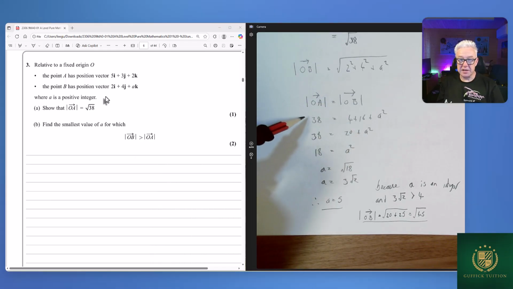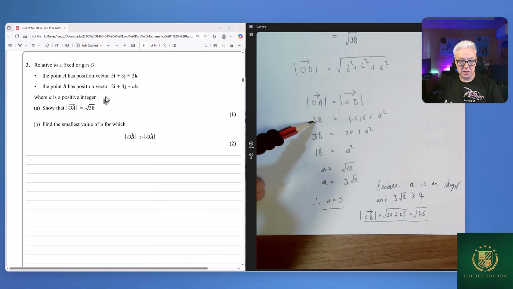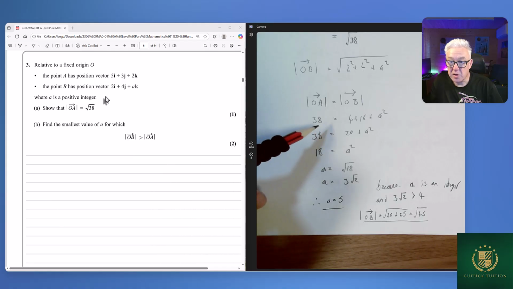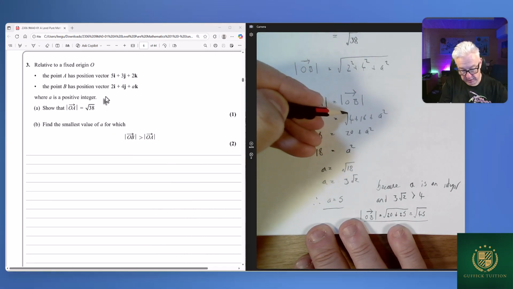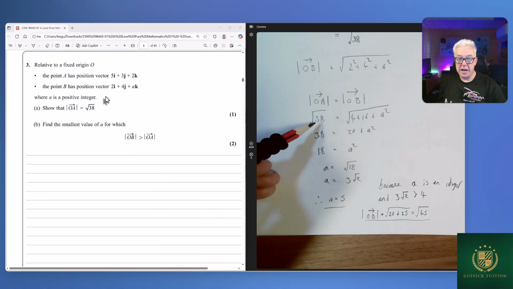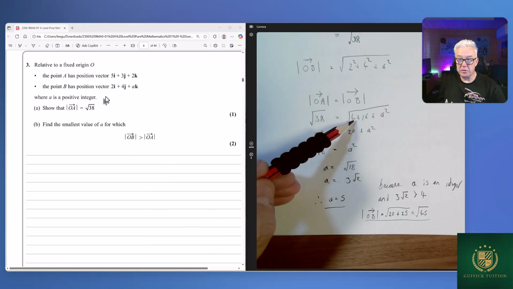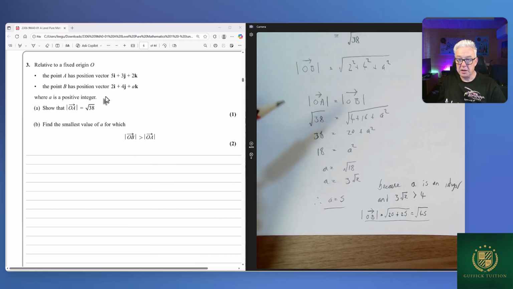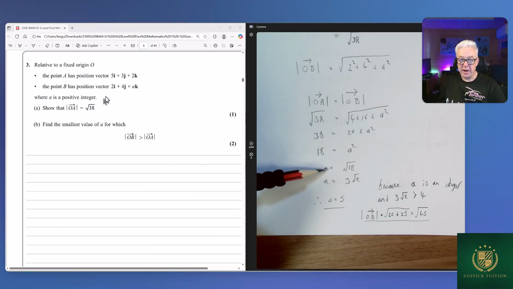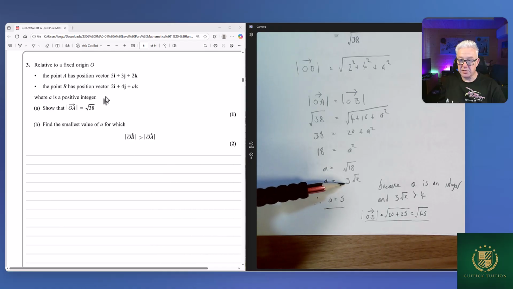So if that was the case, remember, I've squared both sides. So OA is root 38 and OB is the root of 2 squared add 4 squared add a squared. So I've then collected like terms and squared both sides. So we now have 38 is equal to 20 add a squared. So take 20 off both sides, 18 is a squared. So a is root 18, so a is 3 root 2.